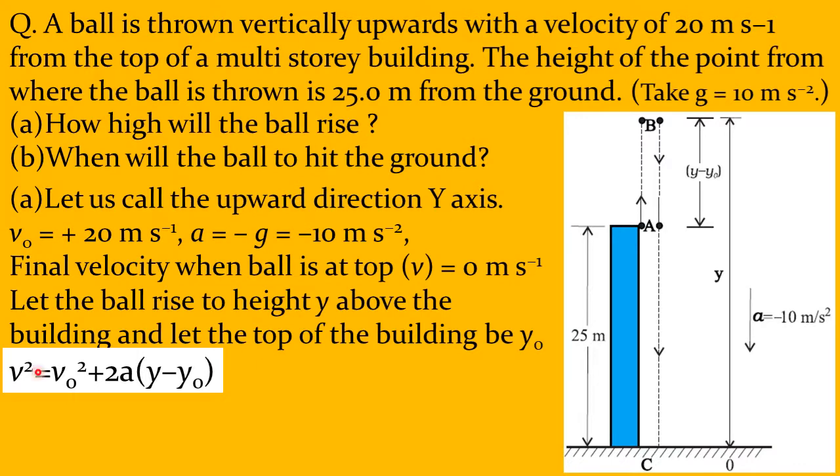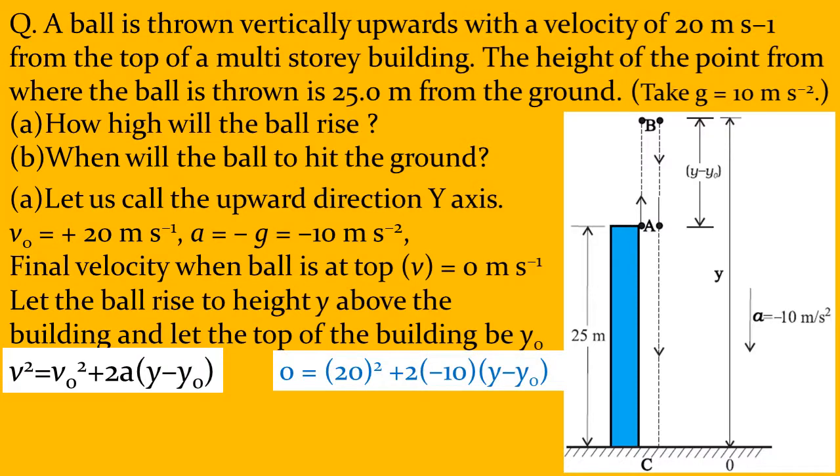We have the equation v square is equal to v0 square plus 2a into (y minus y0). When we derived these equations, I had used the term x square is equal to x naught square plus 2a into (x minus x0). But since I have called this axis y, I have replaced the x in that equation by the term y.